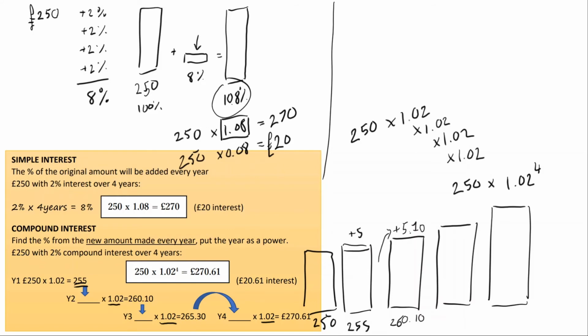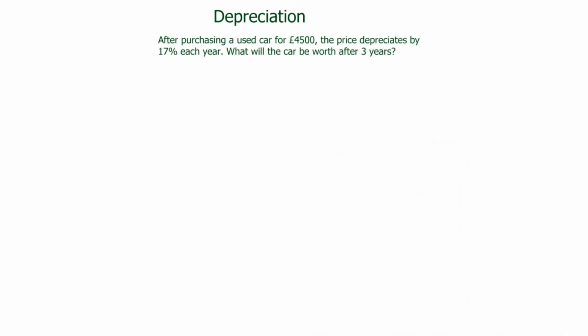There is another version of this compound interest, and that's called depreciation, which is when something goes down and you have to find the new percentage that it goes down by each year or each time that happens. So we'll just have a quick look at that as well. Okay, so let's say here then you've got this depreciation. It says after purchasing a used car for $4,500, the price depreciates by 17% each year. What will the car be worth after 3 years?